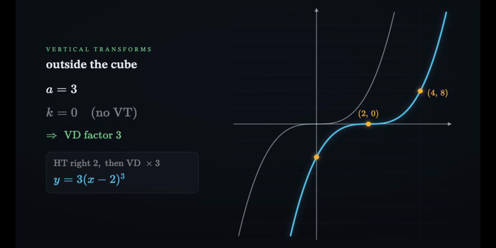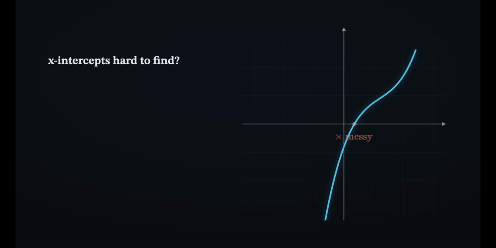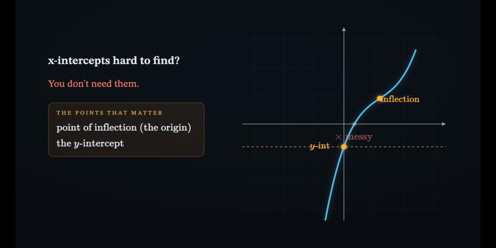The point (2, 8) shifts right 2 to (4, 8), then stretches by 3 to (4, 24), and the point (-2, -8) shifts right to (0, -8), then stretches by 3 to (0, -24). In cubics, if the x-intercepts are hard to find, you do not need to find them. The key points are where the original origin, the point of inflection, is, and also the y-intercept.